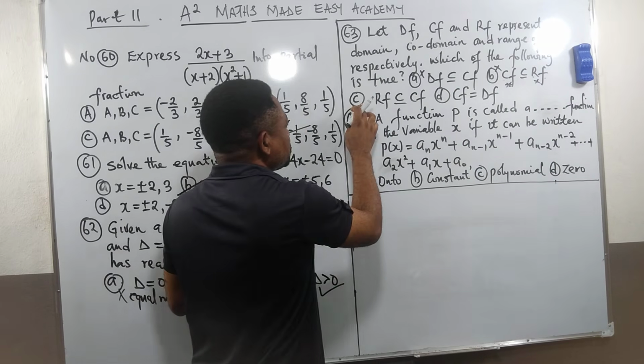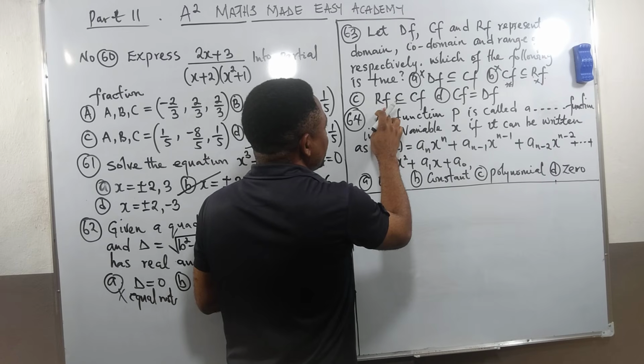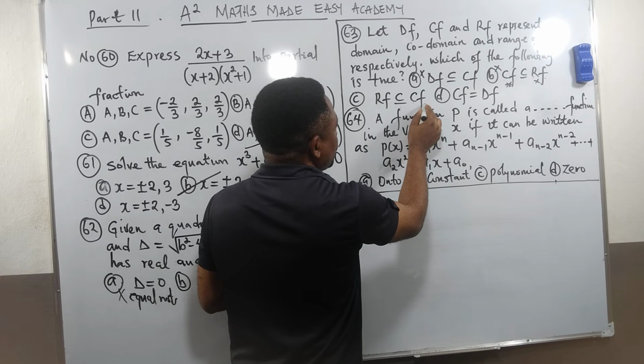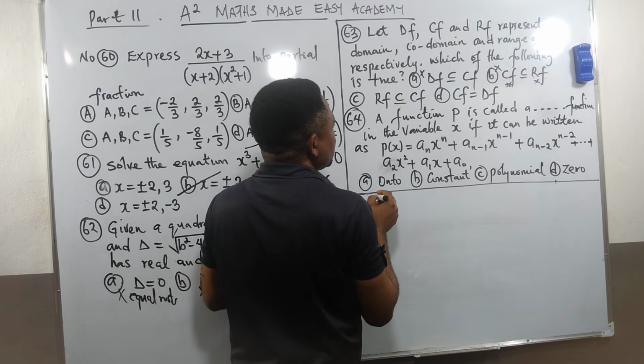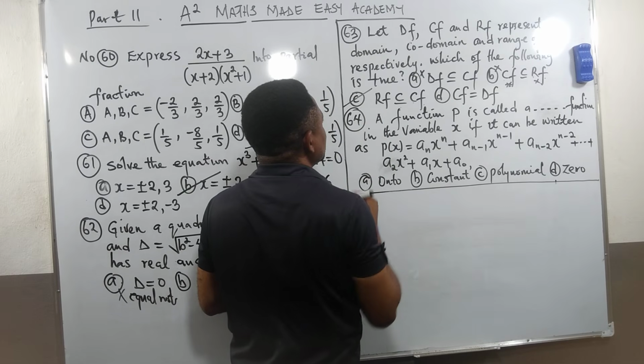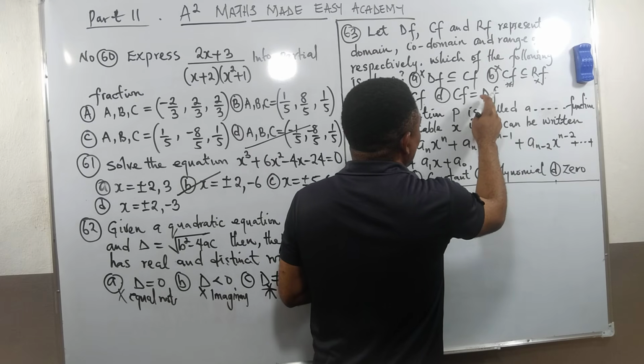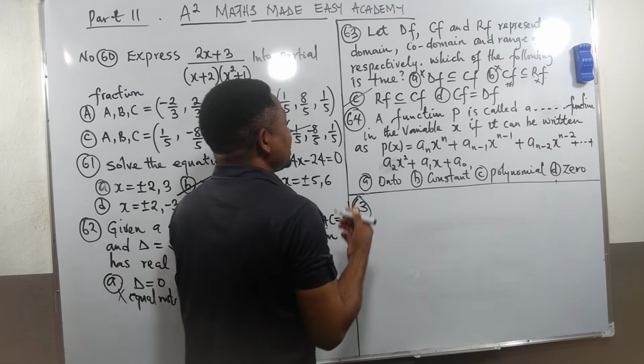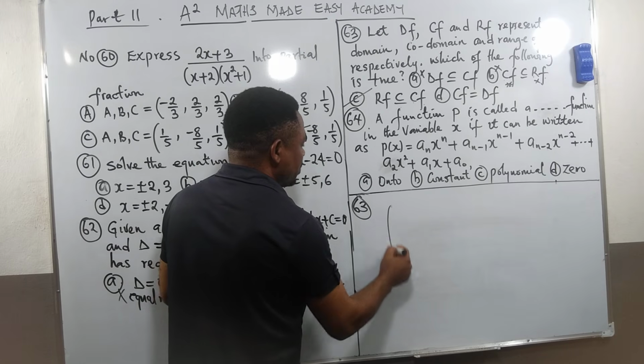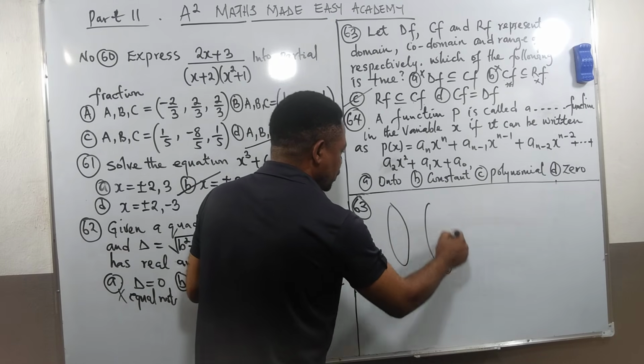Now watch. Option C says the range of F is a subset defined in the codomain of F. Yes, this is the correct answer. Option C, I will explain. But this one says the codomain of F is equal to the domain of F. No. Looking at the analysis, let me show it.